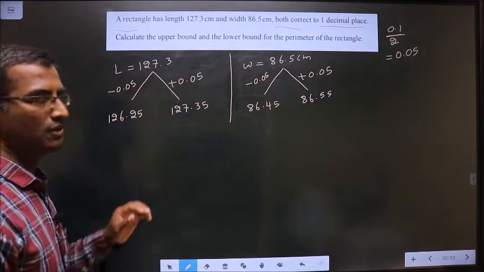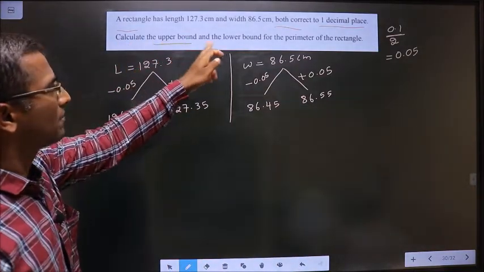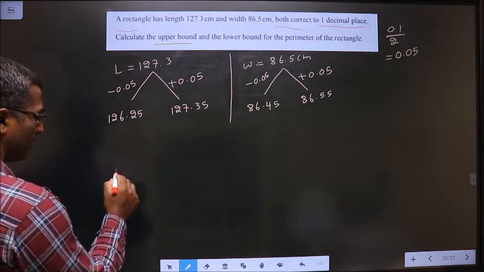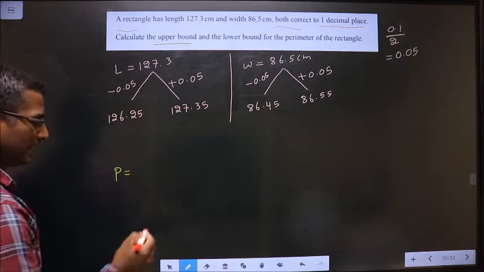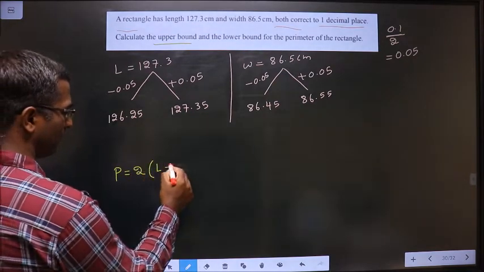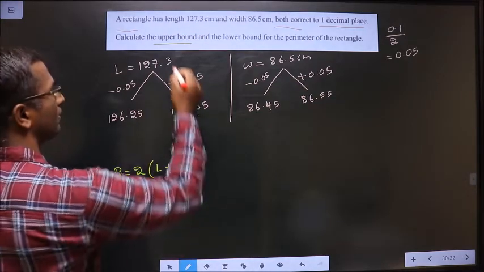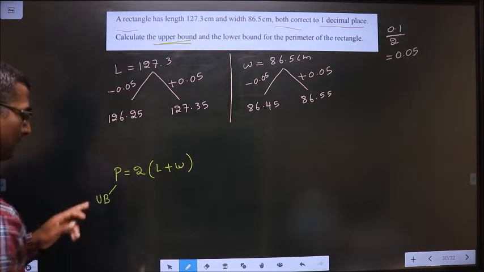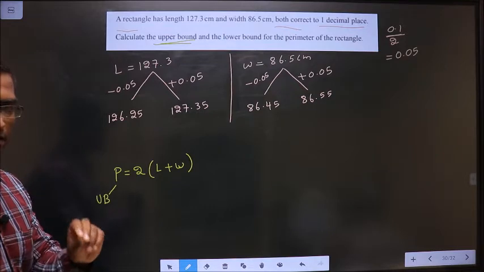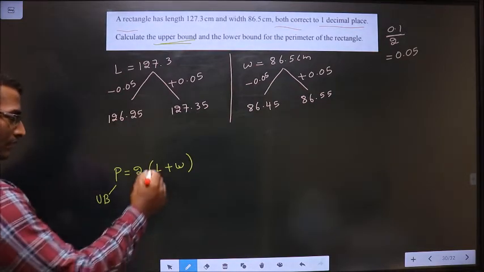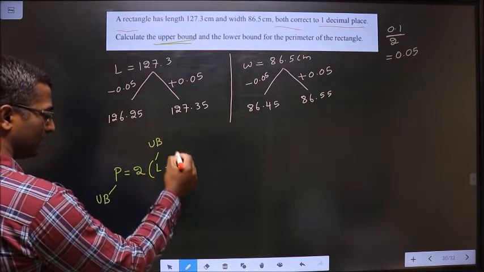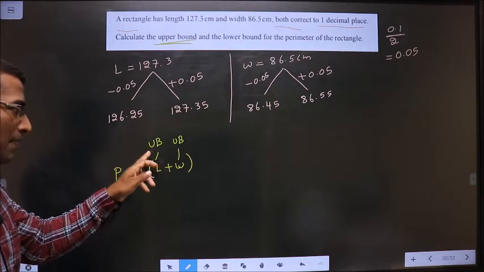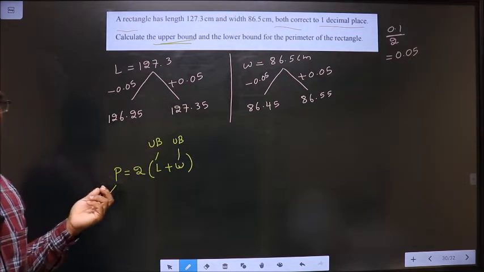Okay, let's continue. Calculate the upper bound and lower bound for the perimeter of the rectangle. Now, what is the perimeter of a rectangle formula? It is 2 times L plus W. Now, to get the upper bound, perimeter you need upper bound. That could only happen if you take upper bound for length and also upper bound for width. Here it is addition. So both upper will result in upper.